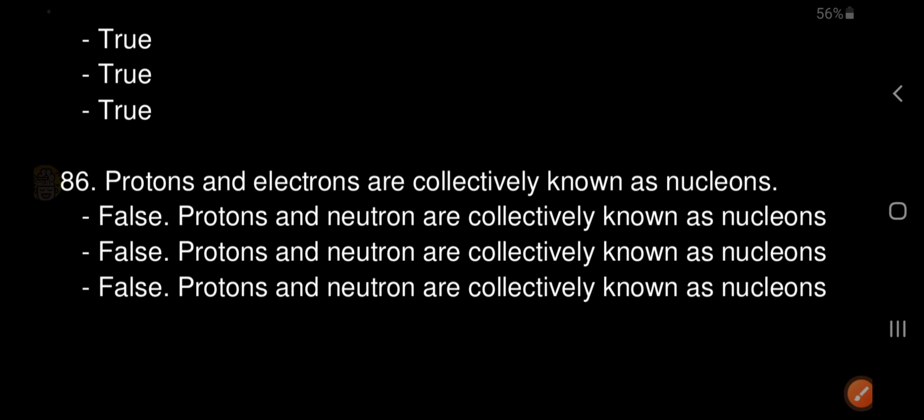Protons and electrons are collectively known as nucleons. False. Protons and neutrons are collectively known as nucleons.